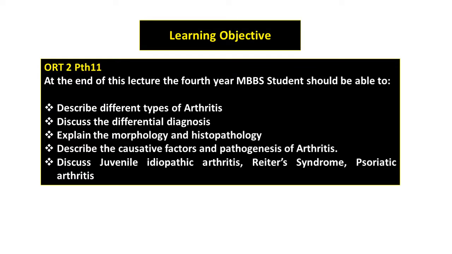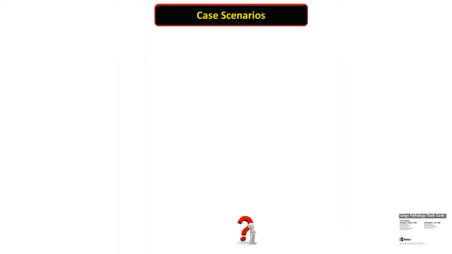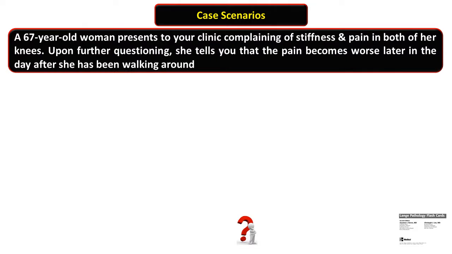This video is made for 4th year MBBS students and the learning objectives are to describe different types of arthritides, discuss the differential diagnosis of the arthritides, explain the morphology and histopathology, describe the causative factors and pathogenesis of arthritis, discuss juvenile idiopathic arthritis, Reiter's syndrome and psoriatic arthritis. By the end of this lecture, we will try to find out answers to these clinical problems.